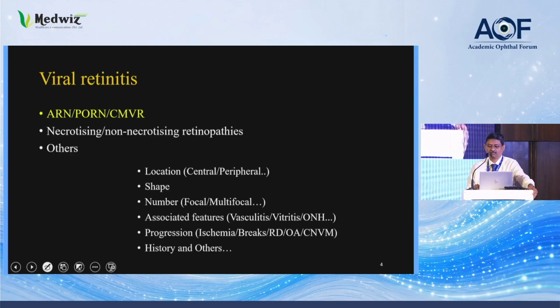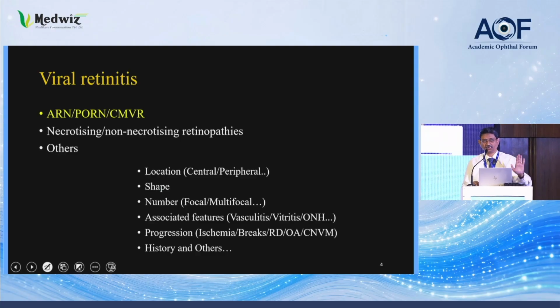But when you have a viral retinitis, life is not that easy that you can always refer to them. So I will restrict my talk to ARN, PORN, and CMV retinitis for viral retinitis in those cases. And if time permits, maybe some non-necrotizing retinopathies also I'll touch upon. But preferably, history is one of the most important parts: location, shape, number, the associated other features, whether you have arteriolitis or optic nerve involvement, how much is the progression. These are the parameters we need to look into and then go for the treatment.